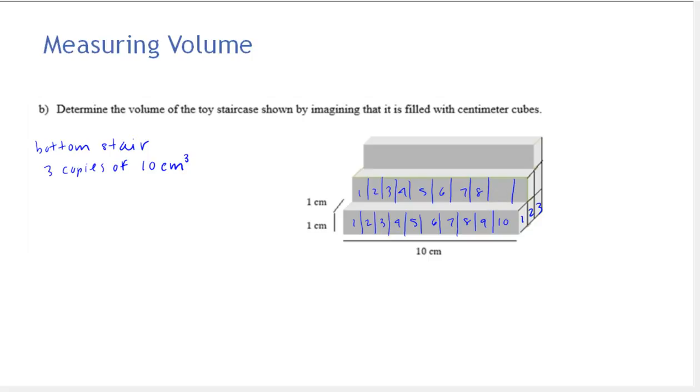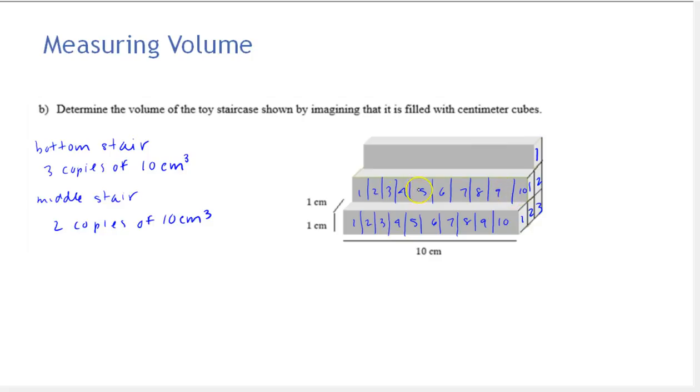1 extra. 9, 10. And I beg you to use your imagination and pretend those are the same size. Okay, so that's another 10 cubic centimeters, and notice there are 2 copies because there's one of these behind the middle step. So the middle stair has 2 copies of 10 centimeters cubed.